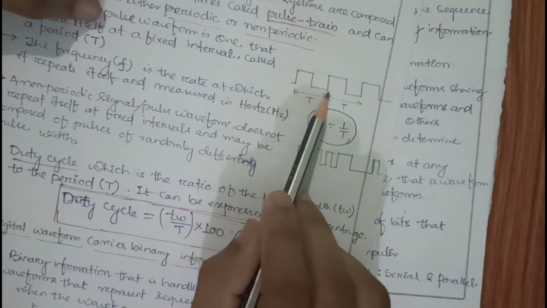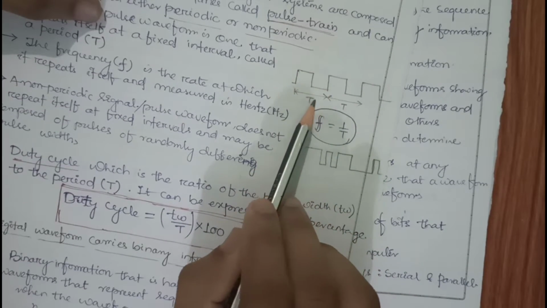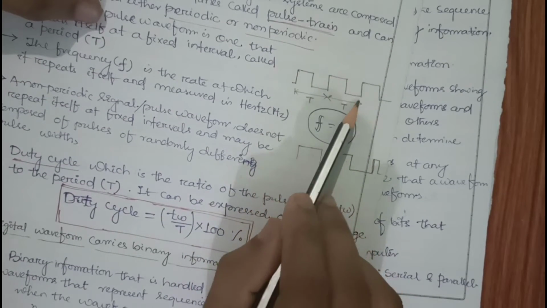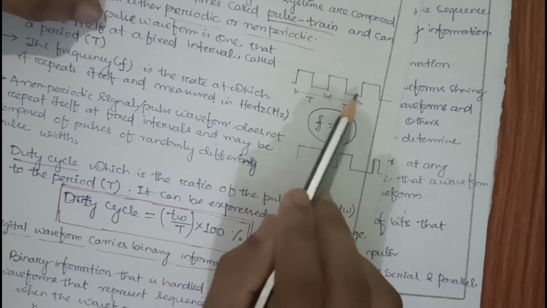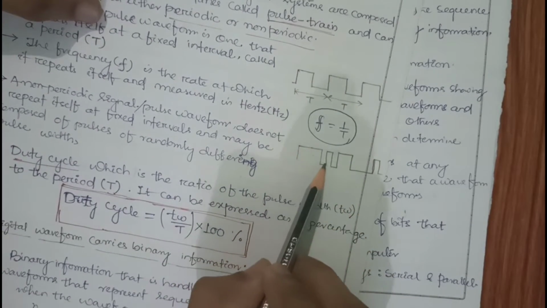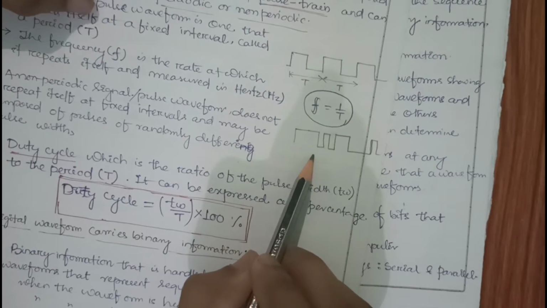But this is a periodic pulse train because the time period repeats after a certain interval. After one time period, the pulse repeats again. But here it is non-periodic. You see there is no such period.